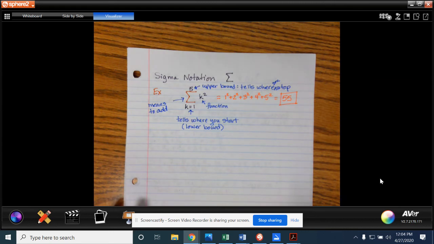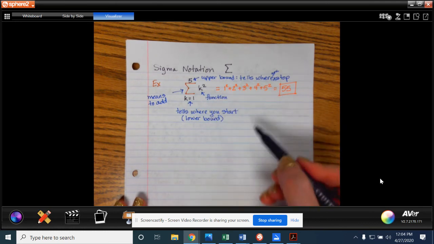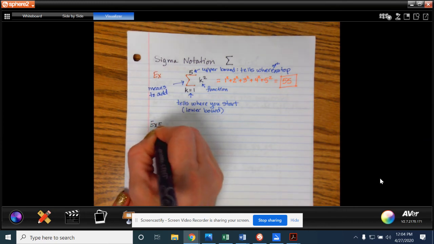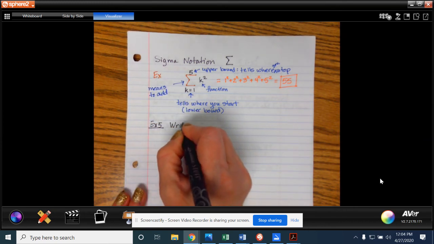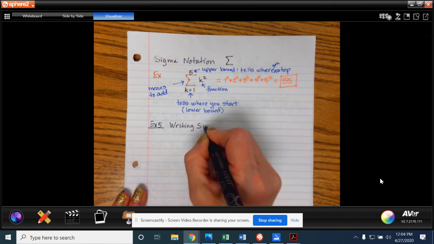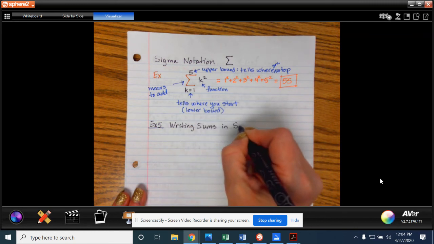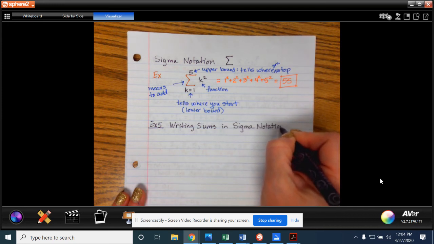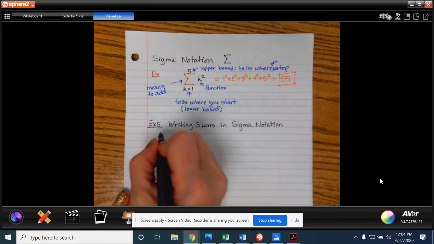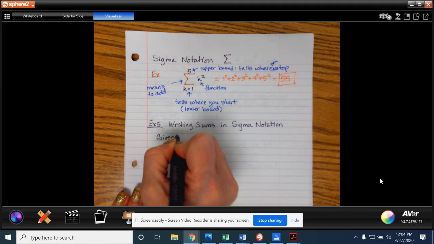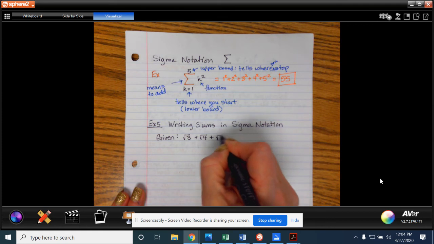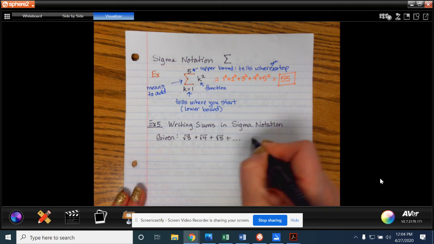Let's do one other example where it doesn't have all the naming on it. We're going to call that one example 5, writing sums in sigma notation. Please know your terminology. All right, our given information is going to be square root of 3 plus square root of 4 plus square root of 5 plus ... plus square root of 77.